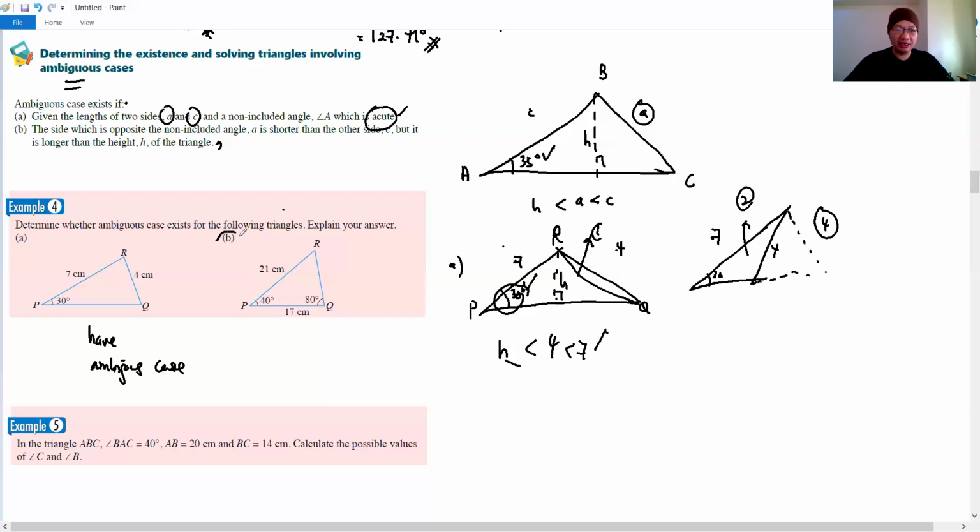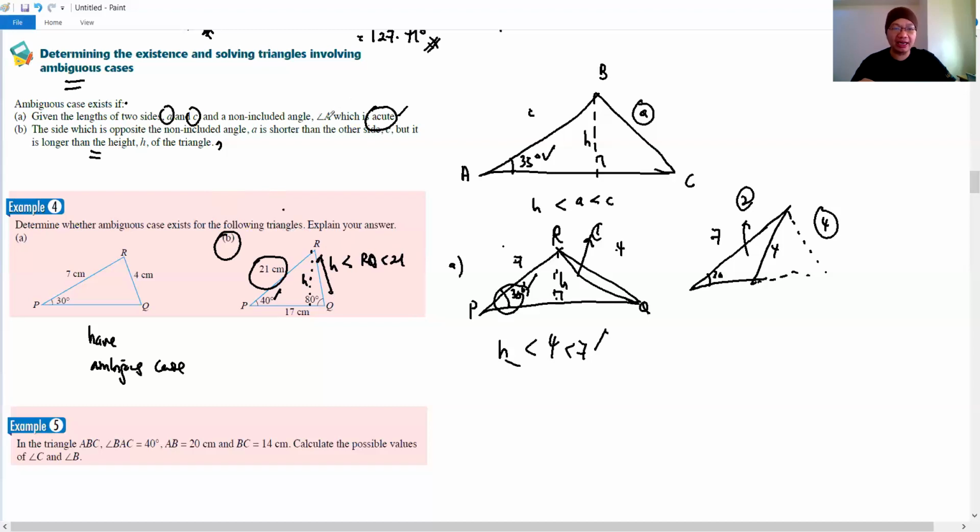So how about B? Question B here. You see we got an acute angle of 40. We got 21. We also got RQ, which, with normal logical thinking, RQ is less than 21, right? And also, this is your height, right? Lesser, right? That means the first condition here is already fulfilled, which is we got 21 more than RQ, and RQ is more than H. Okay, settled.